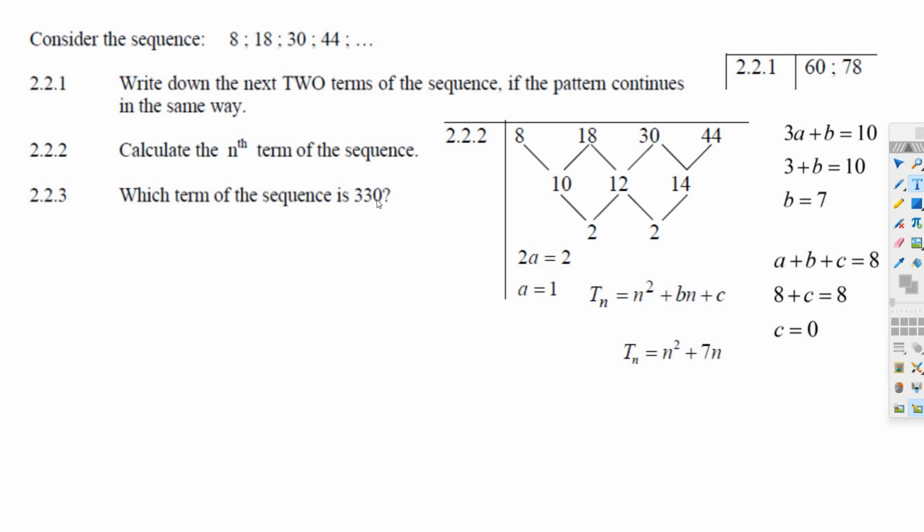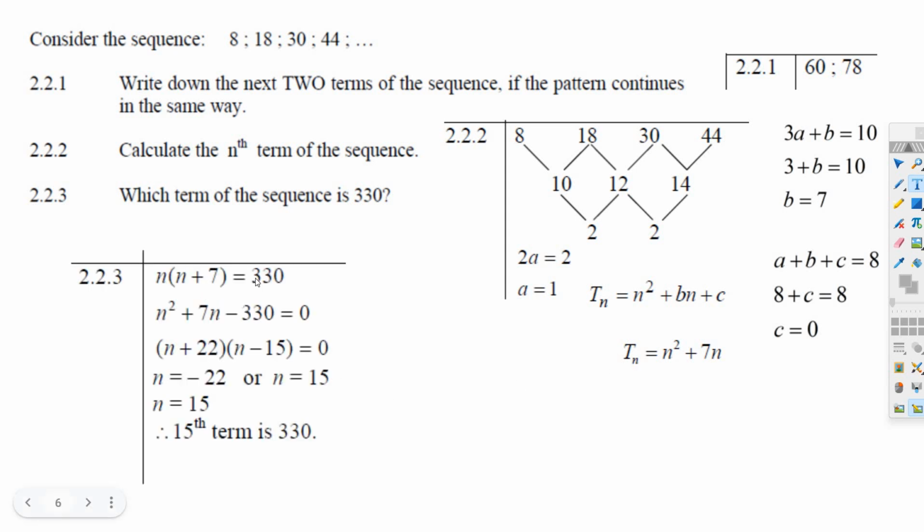Now, which term of the sequence is 330? Well, that means all we have to do, this is for finding any particular term. Tn, I don't know what n is, but the nth term that we're looking for is 330. All we do is put 330 there. So we put 330 equals n squared plus 7n. So n squared plus 7n equals 330. Subtract 330.